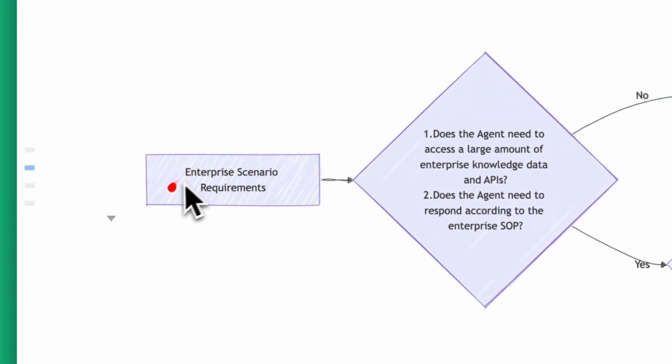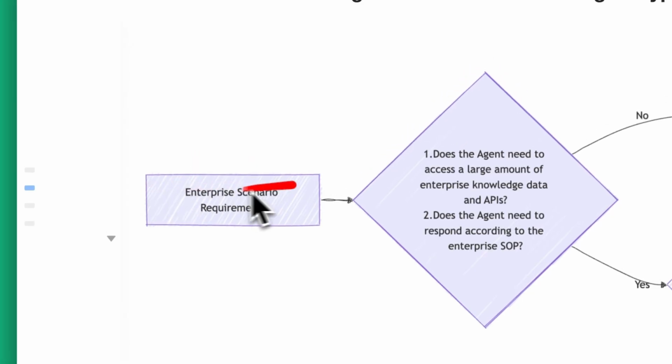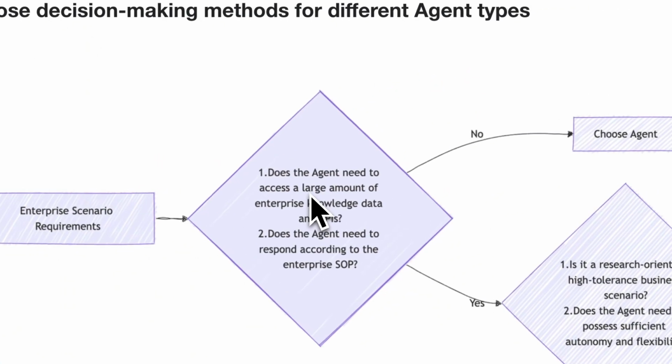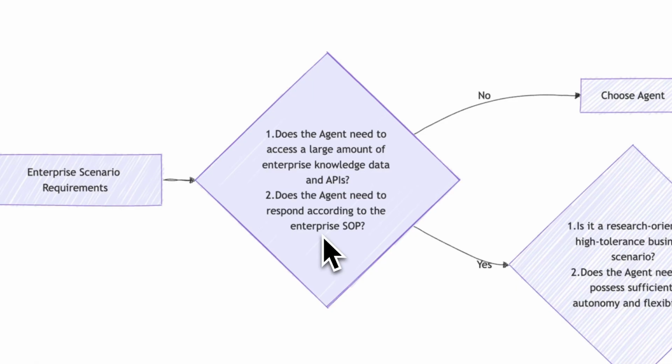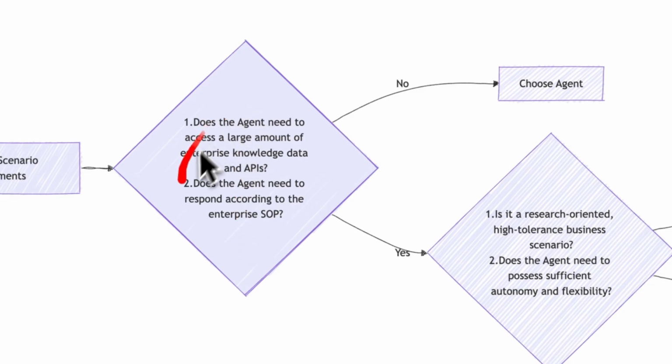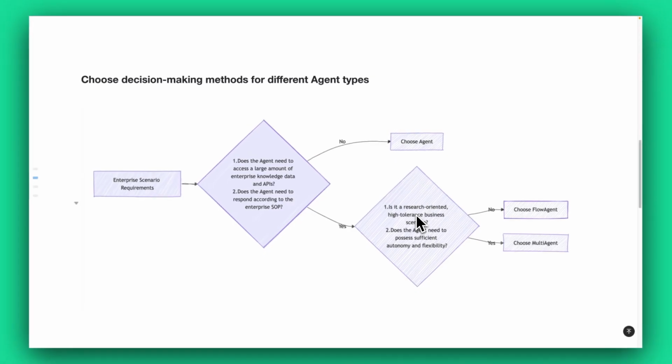First, determine whether the business scenario requirements are clear enough. If they are clear, proceed to step 2. Assess whether you need to access a large amount of internal enterprise knowledge and internal enterprise API interfaces, and whether the work must strictly follow the company's standard operating procedures, SOPs. If all these conditions are met, I recommend moving to the next level of evaluation. If the conditions are not met, it's better to create a basic agent instead.